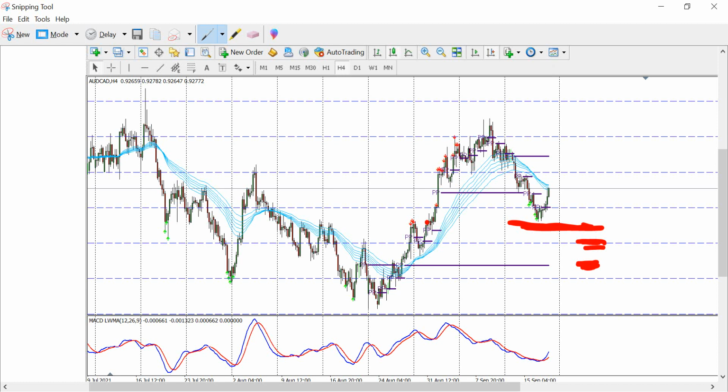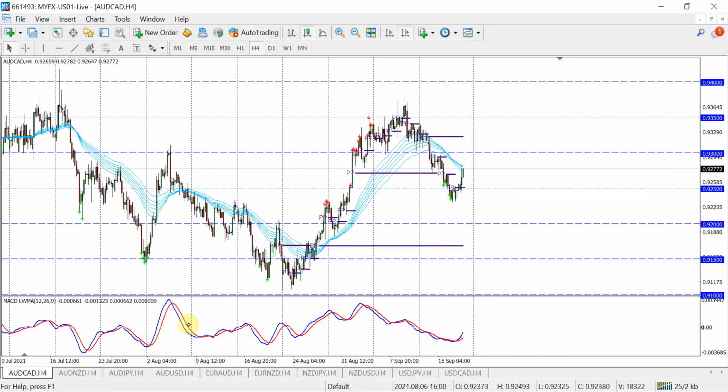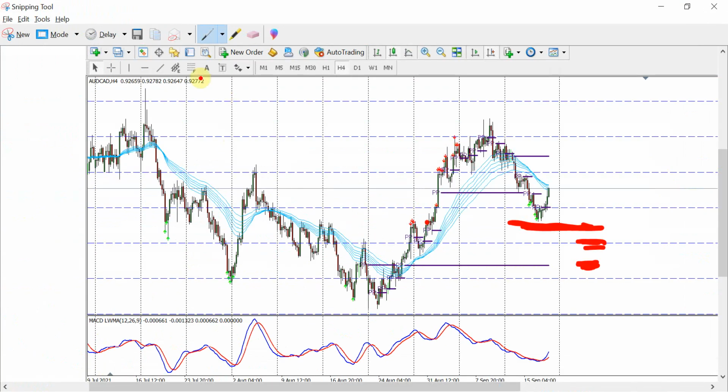We've got 9 more to go through, so I'm going to rattle through them, but I wanted to take the time on this particular one to explain that. So next one, there's a lot of Aussie pairs, as you can see, they're all pretty much the same. So now we're going to look at the Aussie New Zealand.